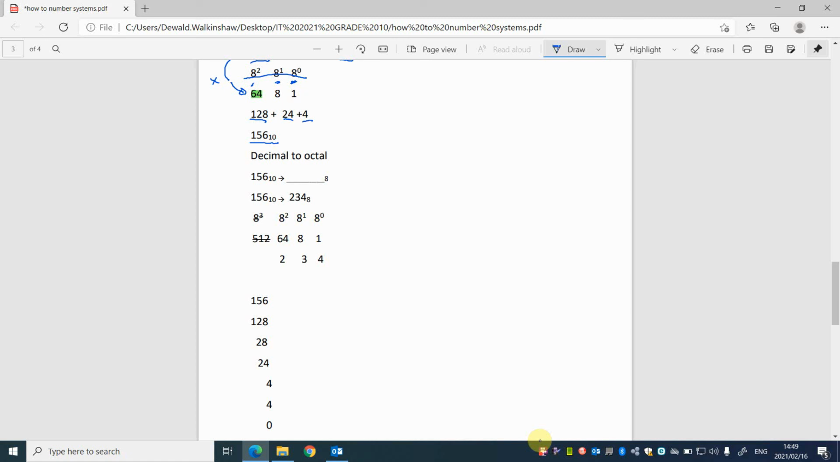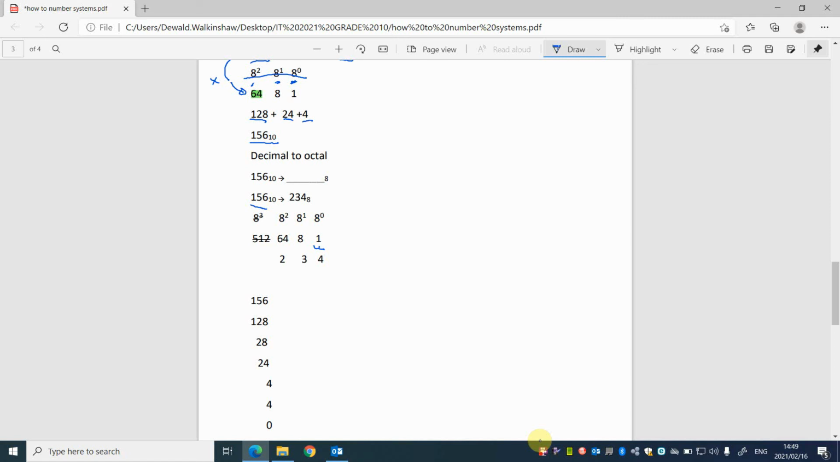First of all, I'm going to rewrite my 156, and then I'm going to start again at the right hand side with the lowest power. So 8 to the power of 0 is 1. Then you ask yourself, is 1 greater than 156? No, it's not, so I move on. 8 to the power of 1 equals 8. Is 8 greater than 156? No, it's not, so I carry on.